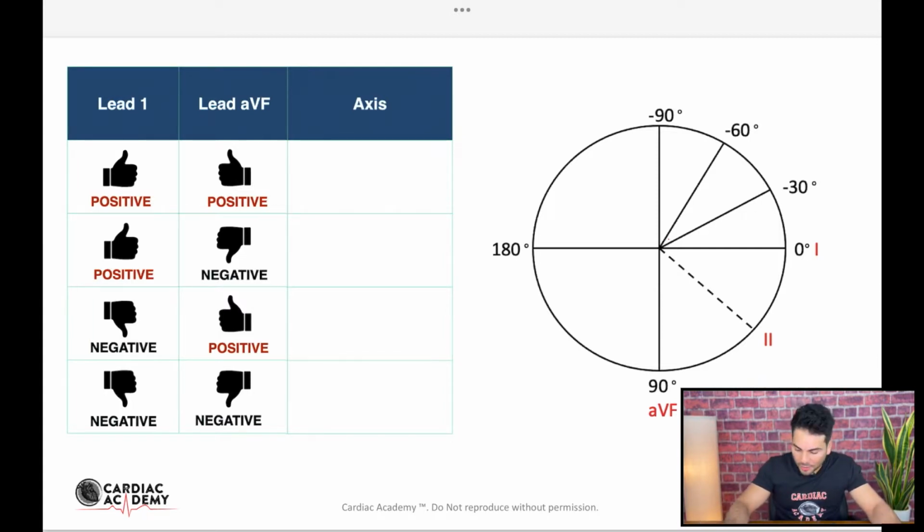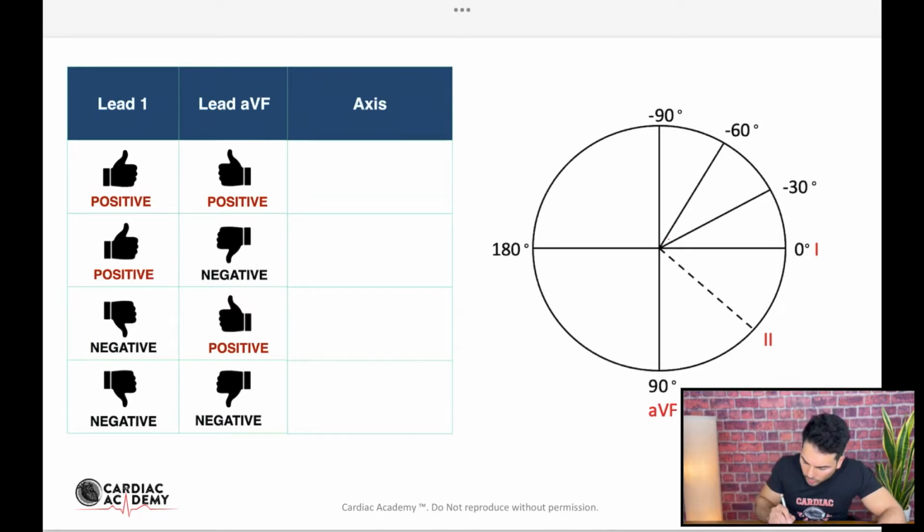So let's practice, okay? By the way, I think I forgot to mention this. When we talk about positive deflections and negative deflections, what we mean is that the electrode is recording either a depolarization coming towards it, that's a positive deflection, or if it's a negative deflection, then the electrode is actually recording a depolarization going away from it, okay? So thinking about that, let's look at lead 1. If we have a positive deflection on lead 1, that means that the electrode is recording a wave of depolarization coming towards it, okay?